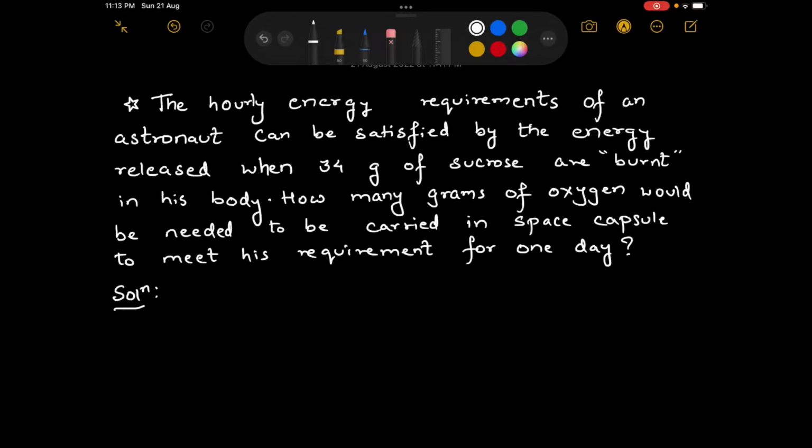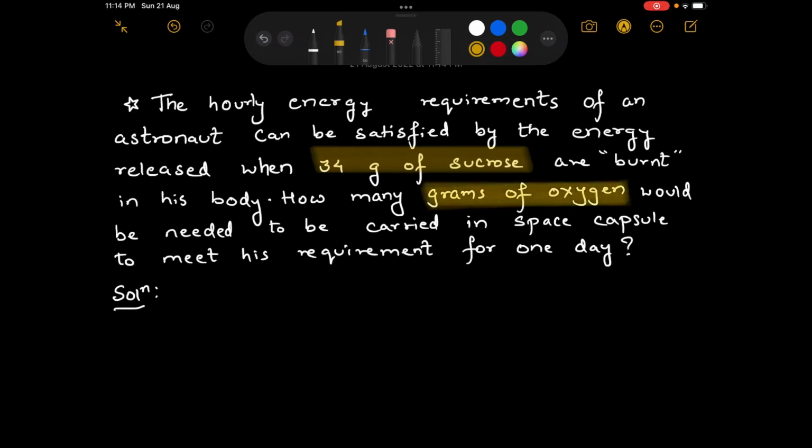Hey guys, today we are going to solve a numerical based on stoichiometry. The hourly energy requirement of an astronaut can be satisfied by the energy released when 34 grams of sucrose are burnt in his body. How many grams of oxygen would be needed to be carried in the space capsule to meet his requirement for one day?